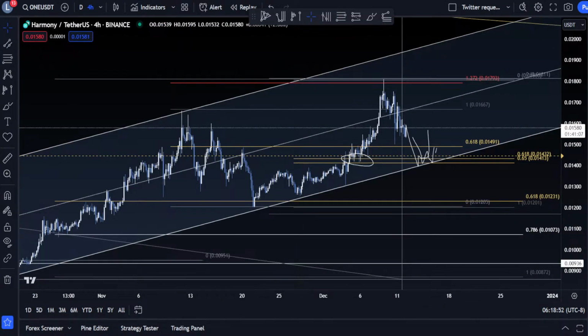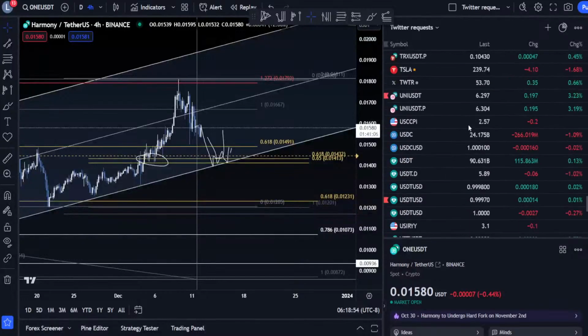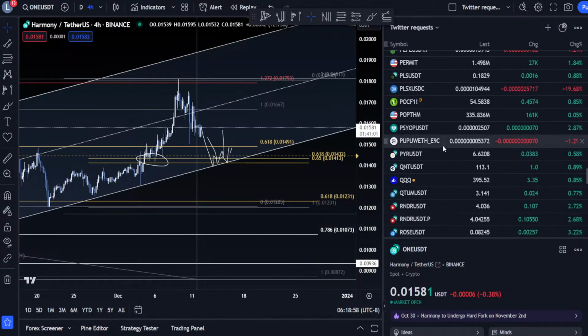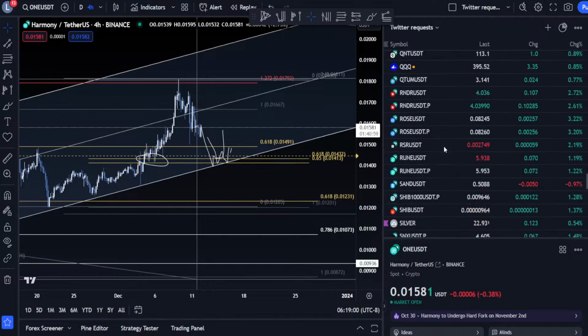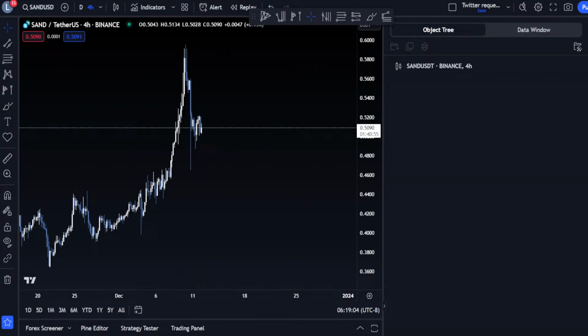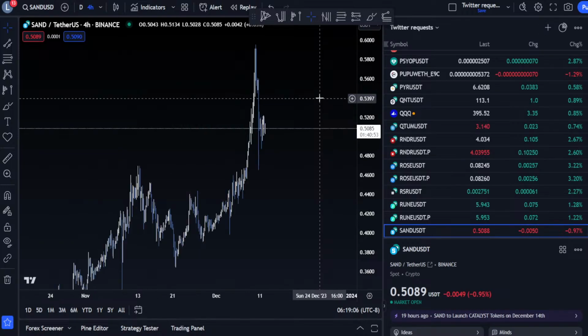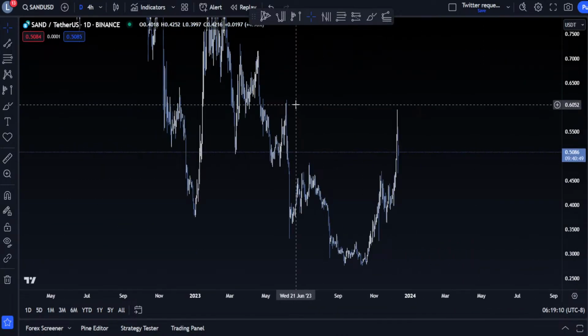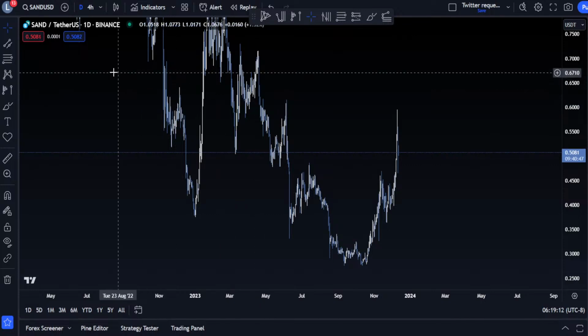I'll look at a few more alts here that are being requested. I know some of these charts I won't have looked at in a long time. Look at that little front run.